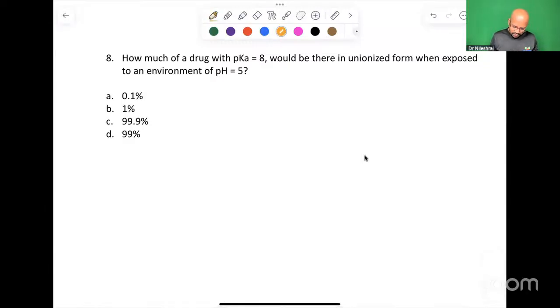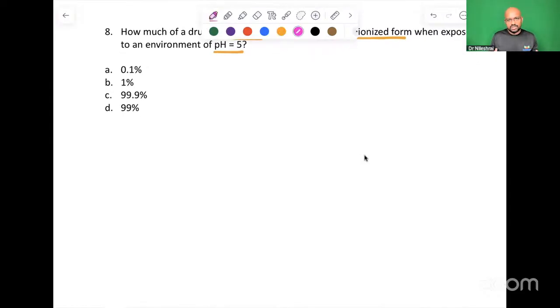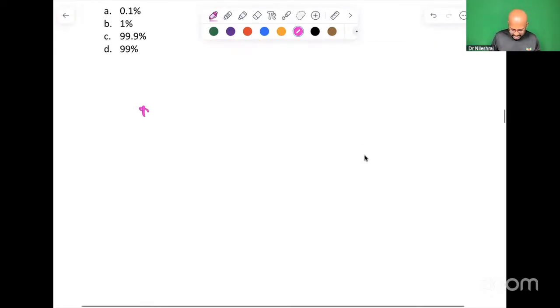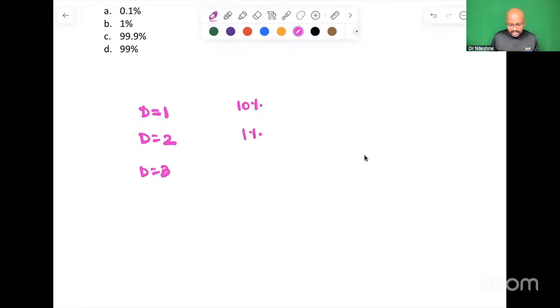How much of a drug with pKa 8 would be there in unionized form when exposed to an environment of pH 5? Good. So here, this is primarily based on a famous formula. I hope you remember that. If D is equal to 1, one form would be 10%. A famous thing which we have repeatedly told in all our classes. If D is equal to 2, we have to put 1 point before, no? So 1%. If D is equal to 3, put 1 point before, 0.1%. If D is equal to 4, again put 1 point before, 0.01%.